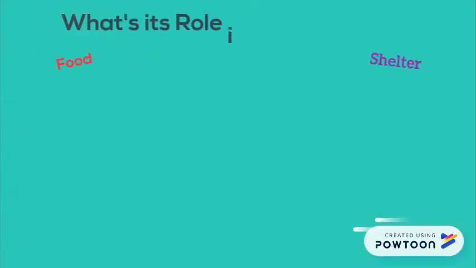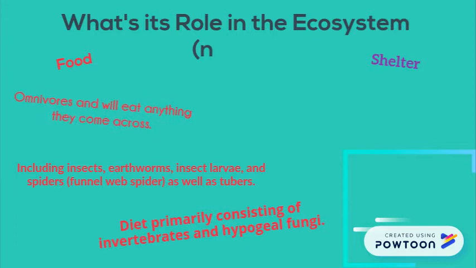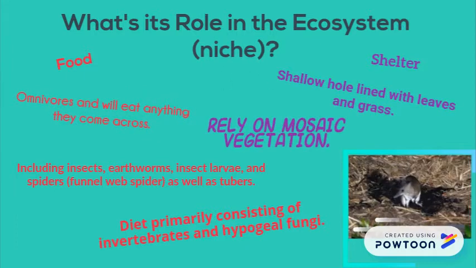Its role in the ecosystem. This bandicoot is omnivorous with an opportunistic diet primarily consisting of invertebrates, insects, and hypogeal fungi. For shelter they rely on mosaic vegetation, using a concealed nest based on a shallow hole lined with leaves and grass under debris or soil for greater concealment.